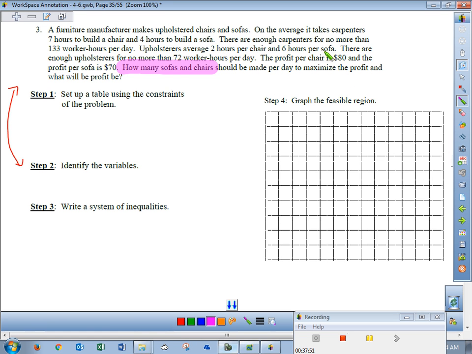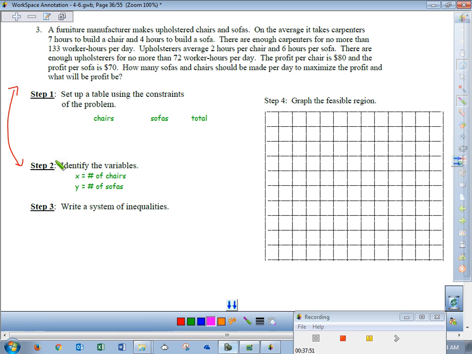So this is very much like our first problem. Let's identify the variables. I let x equal chairs and y equal sofas, because that's the order that they gave them to me in here. They kind of switched the order around down here. It really doesn't matter which one's which as long as the numbers go in the right place. So since x was the number of chairs, and y was the number of sofas, those are the top categories in my little table, and I need a total column.